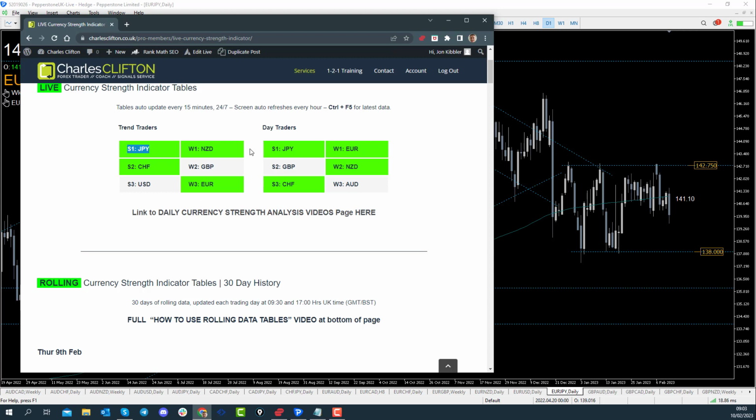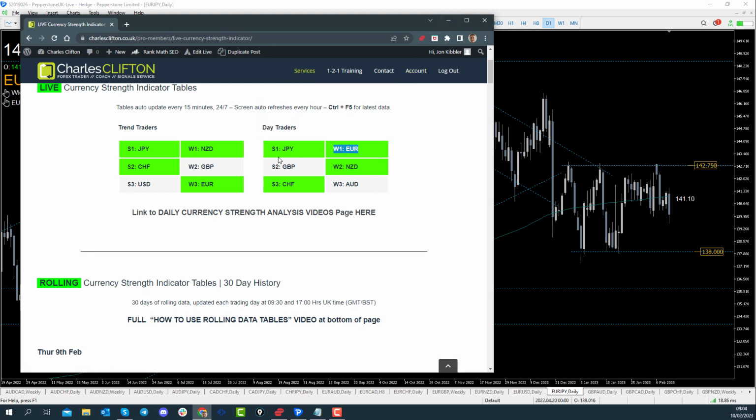Well, the yen tops both of the trading tables as the strongest currency. That is then followed by the Swiss franc as the second strongest currency on the trend traders, but only the third strongest on the day traders. The New Zealand dollar tops the trend traders, however, is only the second weakest on the day traders. Euro is the third weakest on the trend traders, but tops the day traders as the weakest currency.